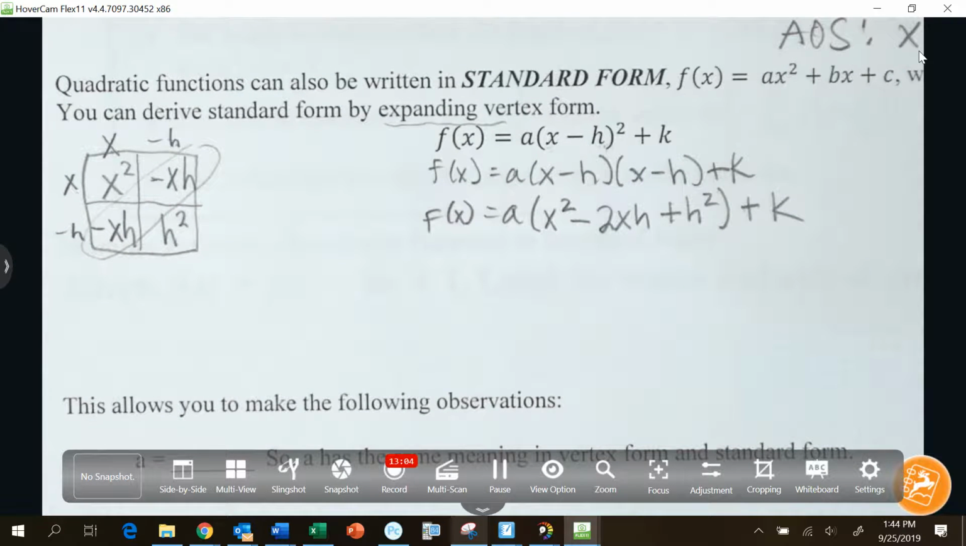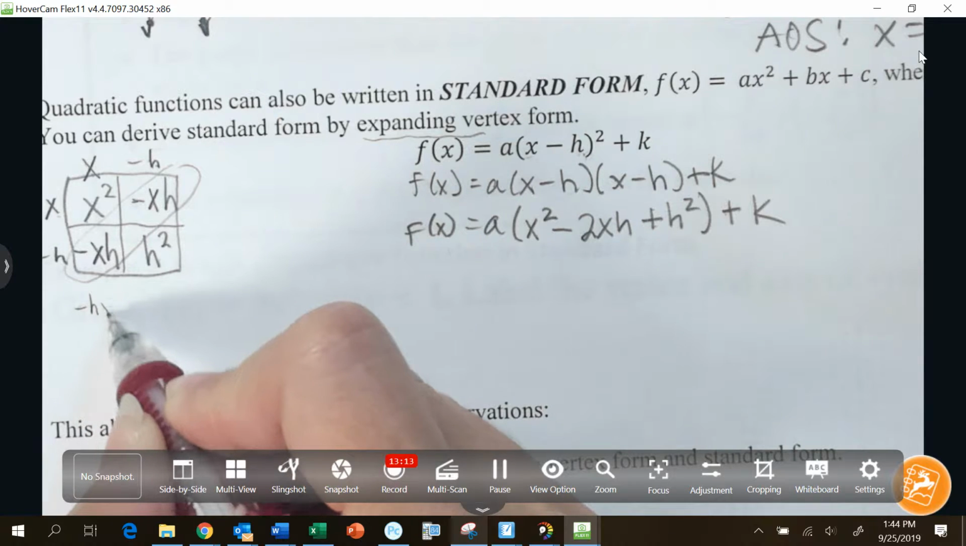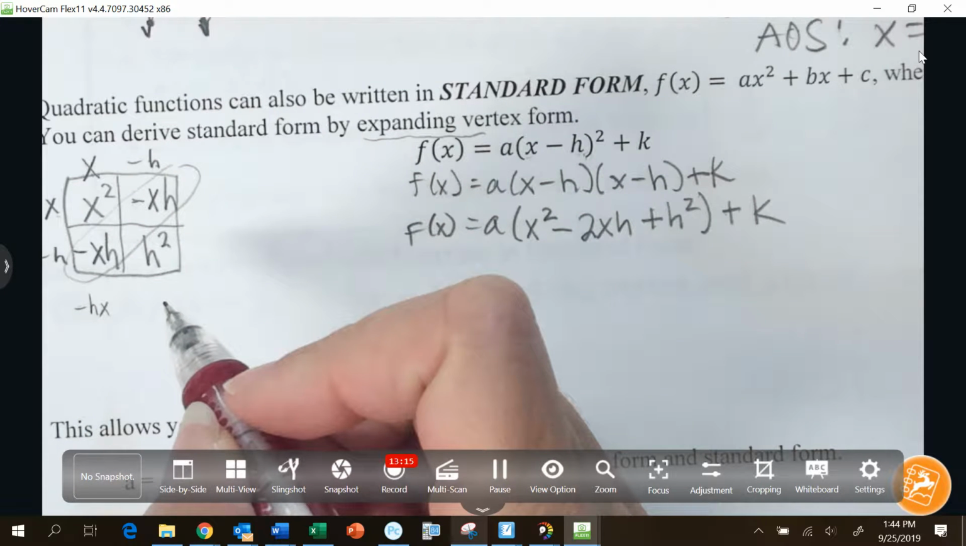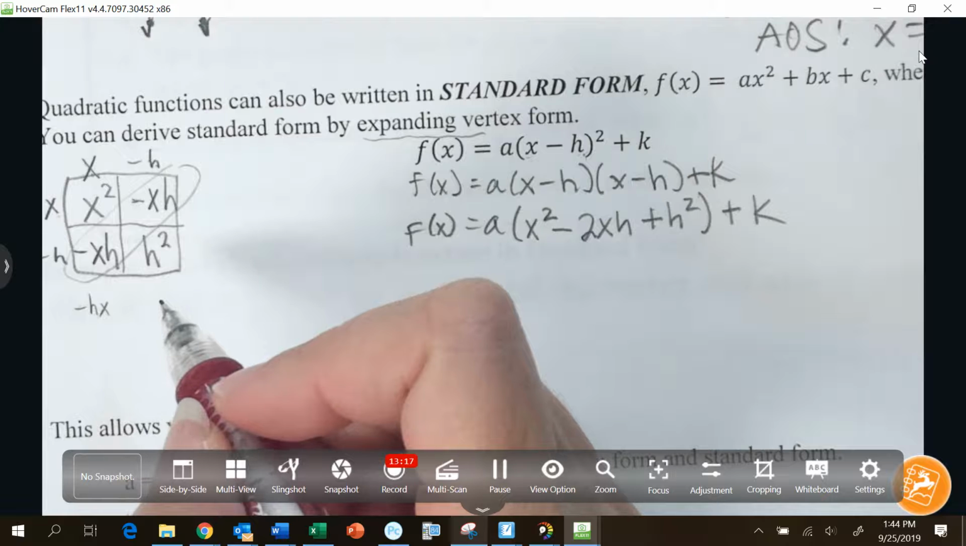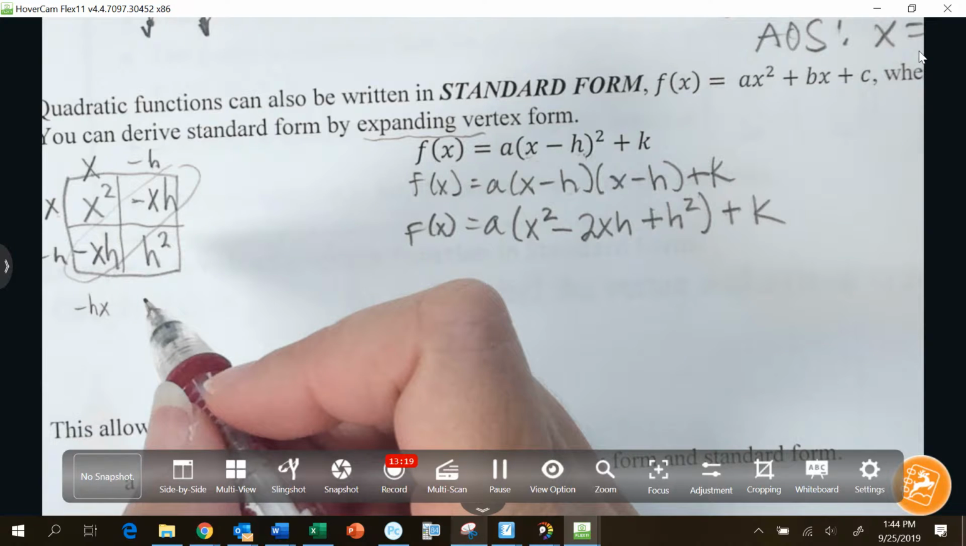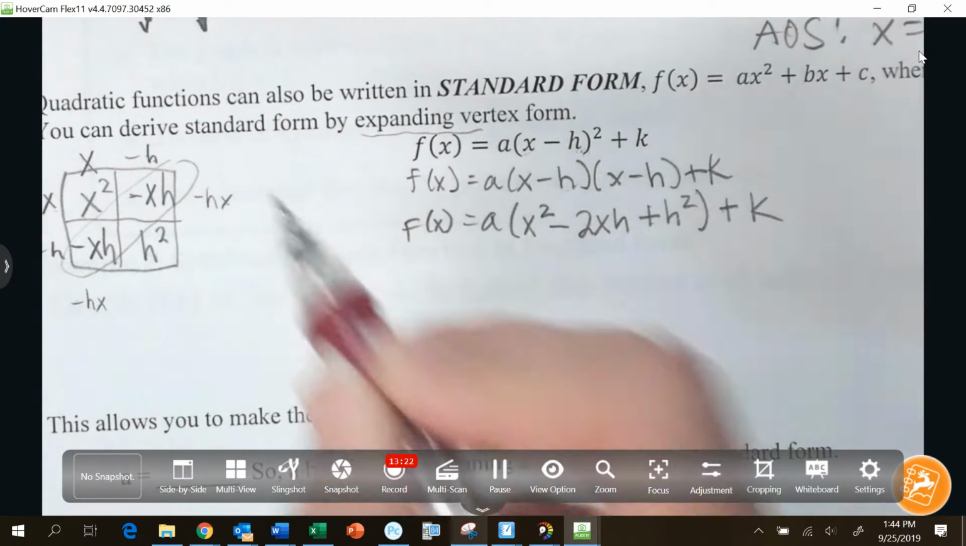When you multiply x times negative h, does the order matter? No, I went off what people said. I probably would have written hx, but it means the same thing either way. I just normally write in alphabetical order. So either way is fine.